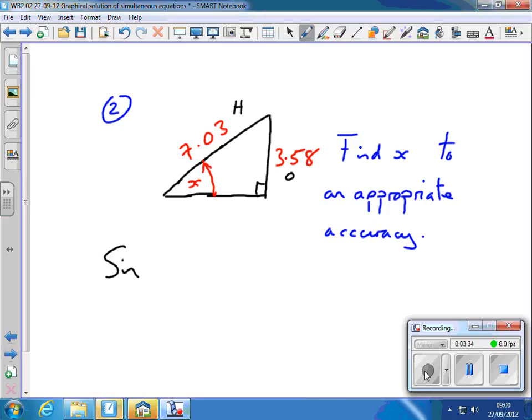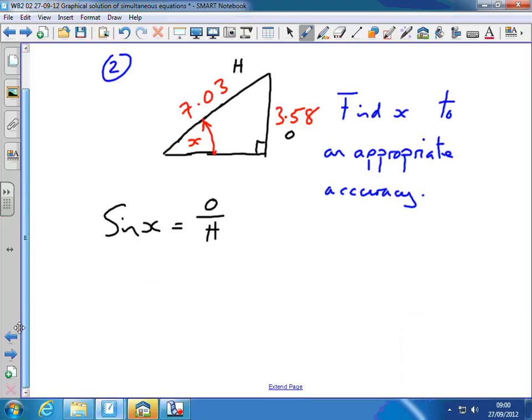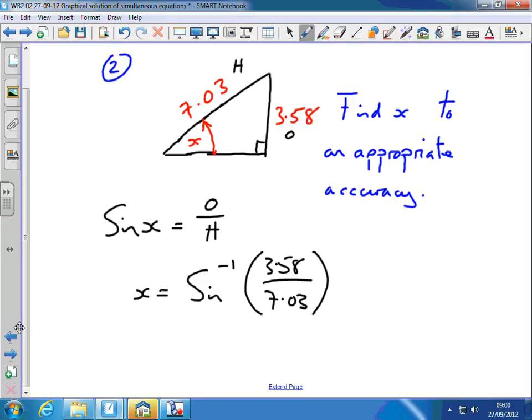Sine of x equals opposite over hypotenuse. That's the ratio we're interested in. You should know that. SOHCAHTOA. Sine is opposite over hypotenuse, and so on. So, next thing is I'm after the angle, so x equals the inverse sine, sine to the minus 1, of the opposite, which is 3.58, over 7.03.